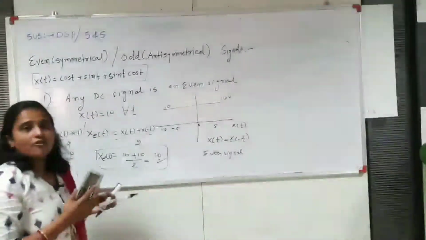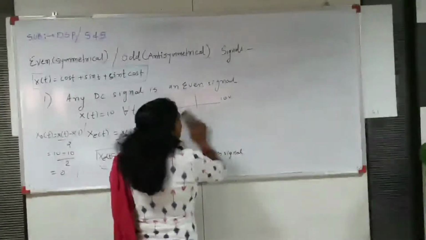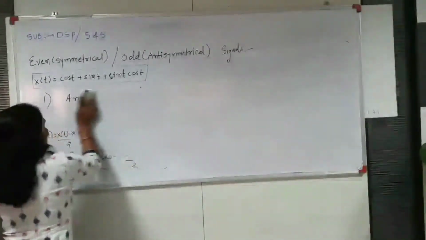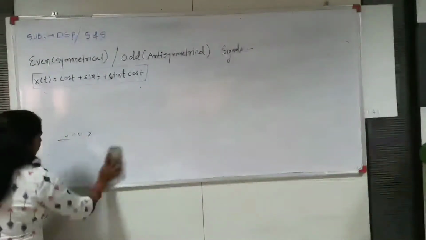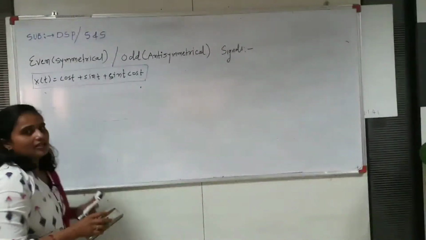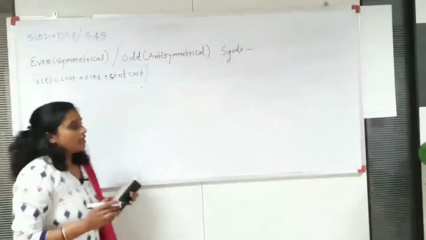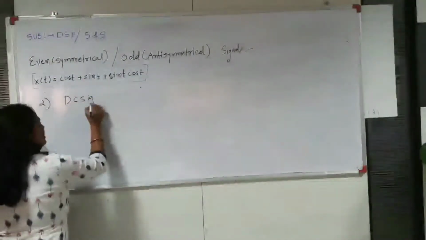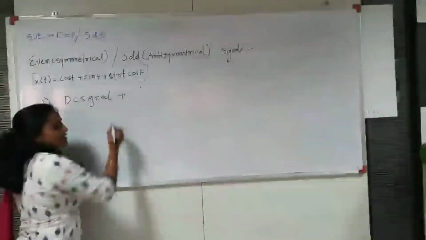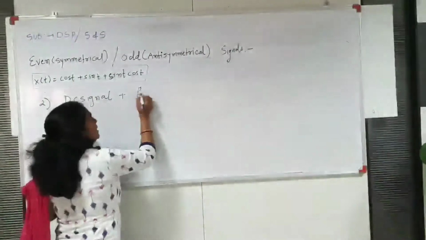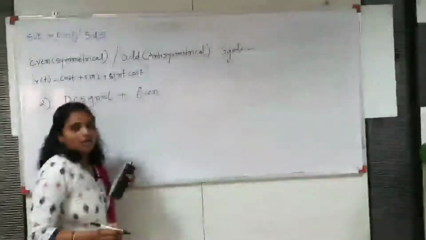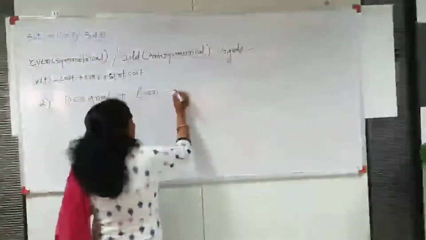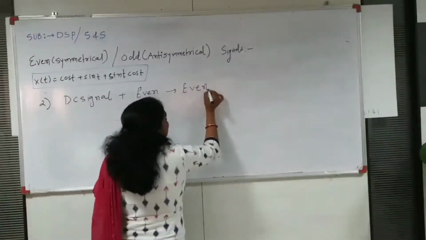So that's why we call the DC signal an even signal, okay. So this is the first property and a very important property for solving different types of examples. So remember this, the DC signal is an even signal. Second property, if your signal is the addition of the DC signal plus any even signal, okay, the combination of these two types of signal becomes an even signal.